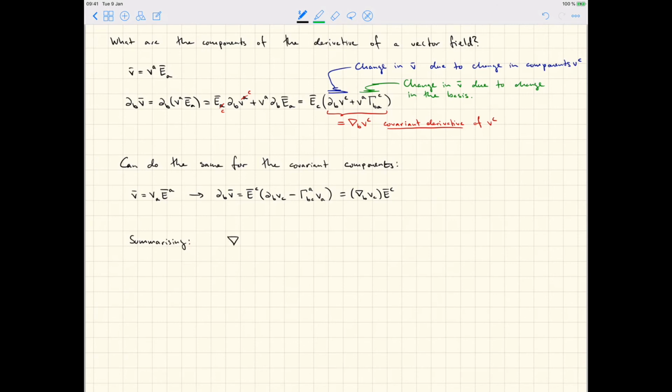Summarizing, we find that the covariant derivative in the b direction of the contravariant components V^C is equal to ∂_b V^C plus Γ^C_bA V^A, and the covariant derivative in the χ^b direction of the covariant components V_C is equal to ∂_b V_C minus Γ^A_bC V_A.